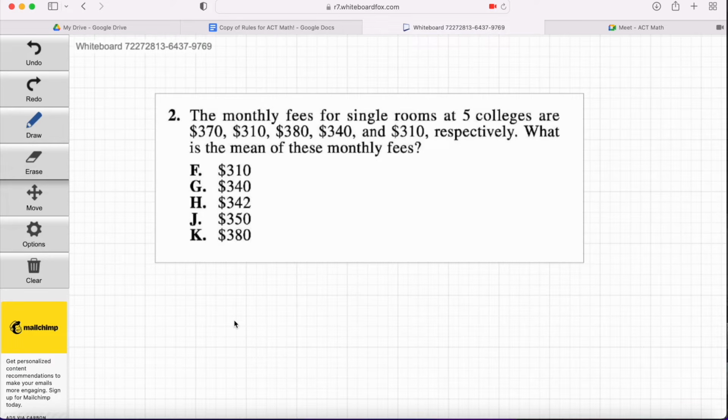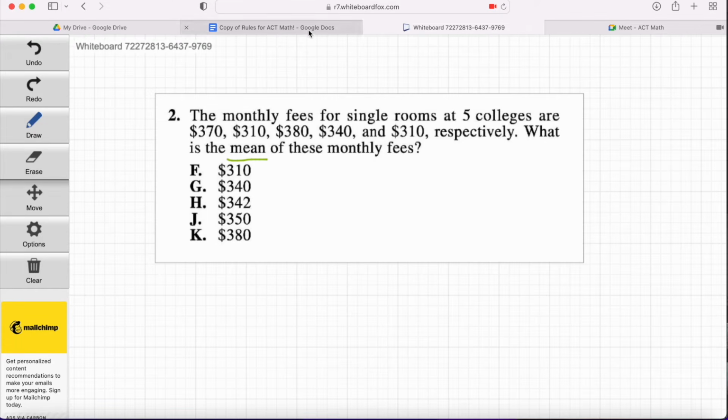Question number 2: the monthly fees for single rooms at 5 colleges are $375, $310, $380, $340, and $310 respectively. What is the mean of these monthly fees? Yeah, here you just got to know the definition of that term mean, right? What is the mean of these? Oh, I've heard of it. You've heard of it at some point.